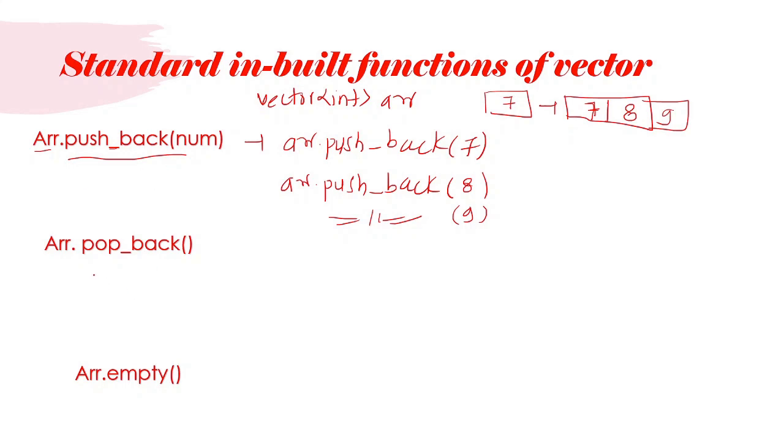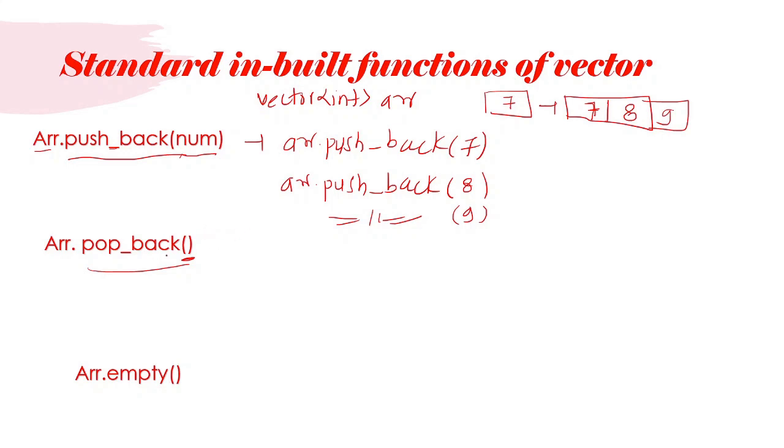So this is about the push_back. Now comes the pop_back. Before we see the pop_back, observe carefully that when I'm using the function push_back, I'm passing the parameter num, that is a number which I want to insert inside the vector. But when I'm using the function pop_back, I'm not passing any kind of parameter, because pop_back itself says that the element which is present at the back of the vector simply gets deleted.